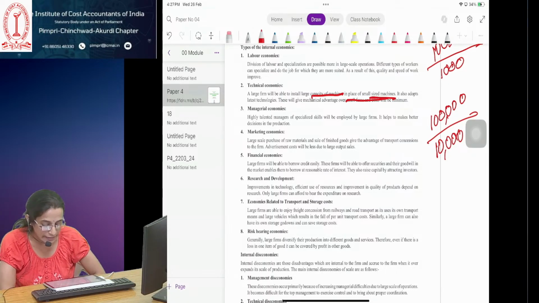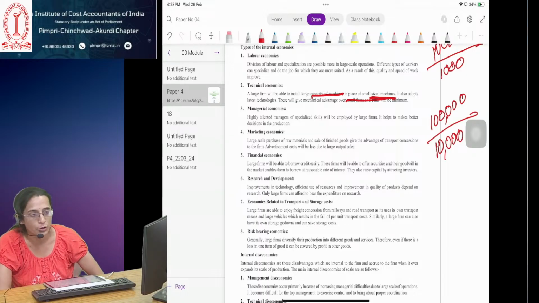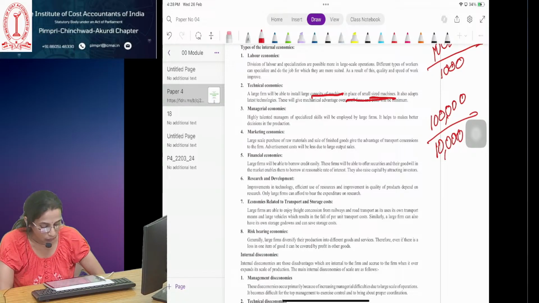Financial economies. Large firms will also be able to borrow credit easily. These firms will be able to offer securities, and their goodwill in the market enables them to borrow at reasonable rate of interest. They can also raise capital by attracting investors. Not only loan, but they can take equity capital also, right, easily, because they are large organizations, they have some goodwill in the market, right? That's why.